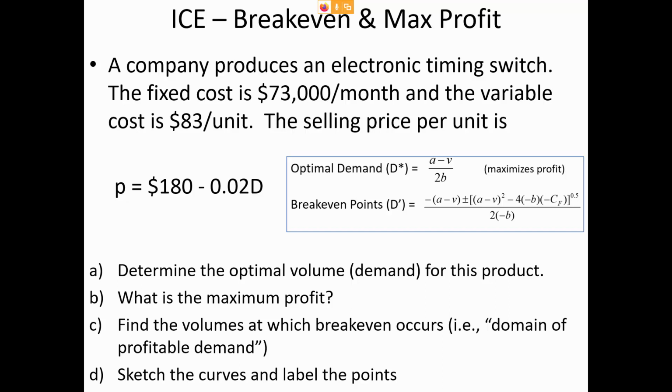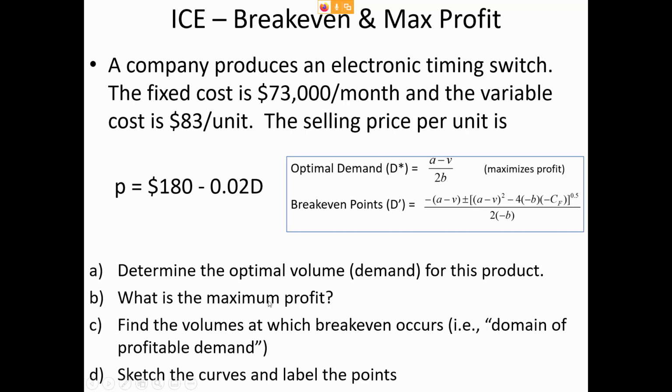And then we have an equation for the selling price per unit. This equation is the relationship between price and demand. And from this we can get the intercept, A, and the slope of the line, B. All right, so the questions that I'm asking, first of all, is determine the optimal demand for this product. So optimal demand is D star. So calculate D star.